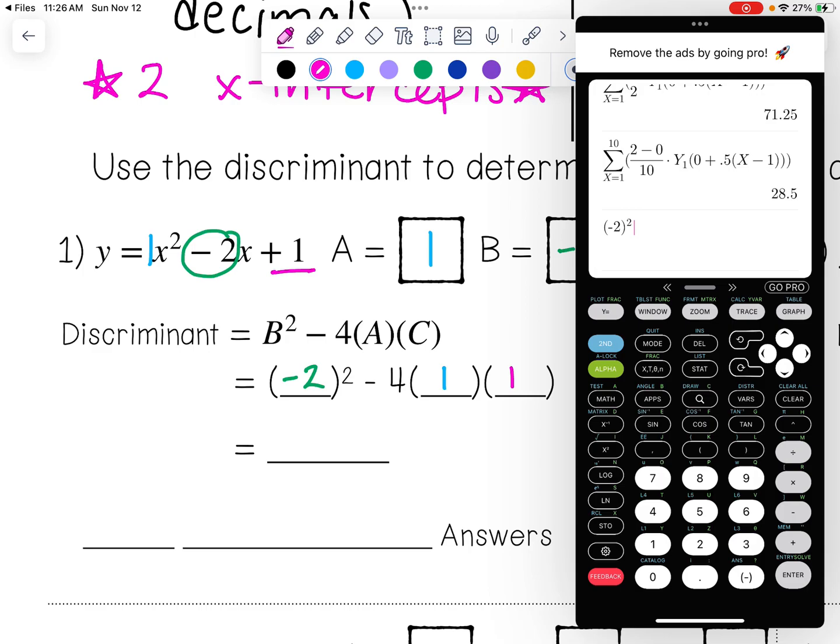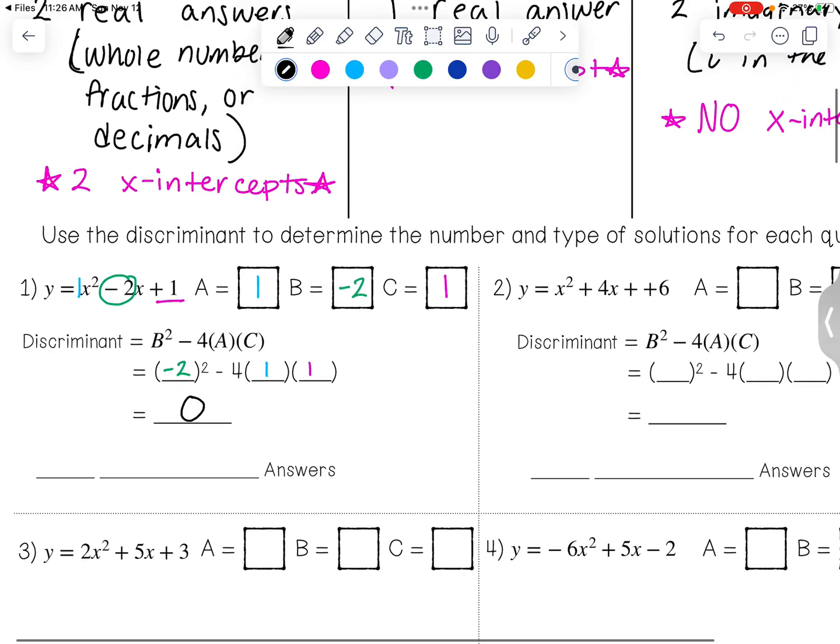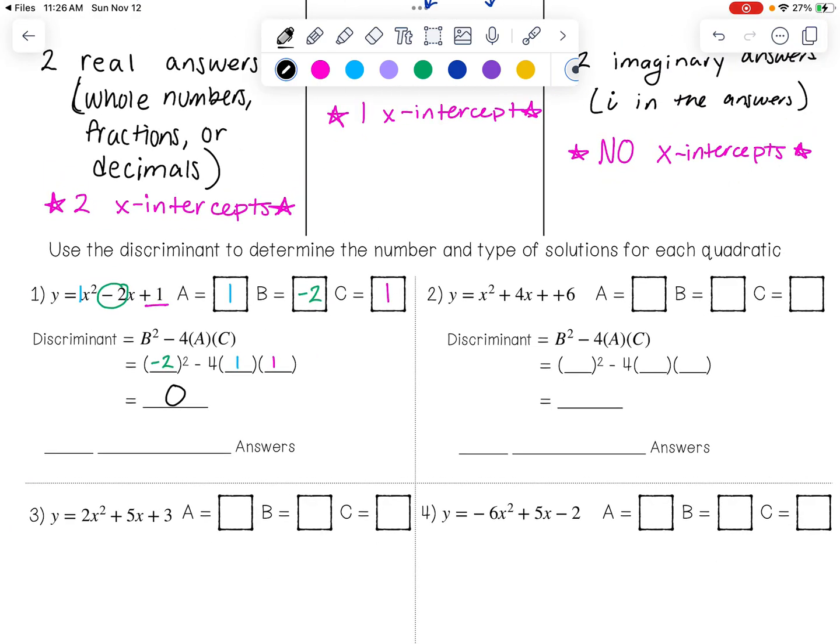So negative 2 squared in parentheses minus 4 times 1 times 1. Right? It looks exactly how it's typed on my paper. I hit enter and I get a 0. So that's my discriminant value of 0. And then I also want to determine the number and type of solutions.